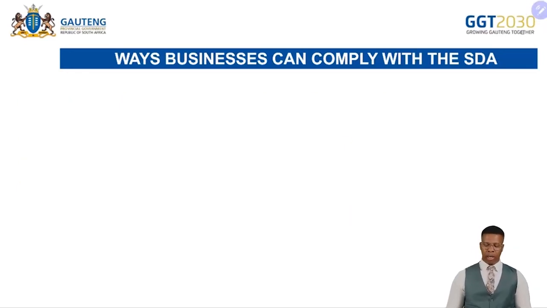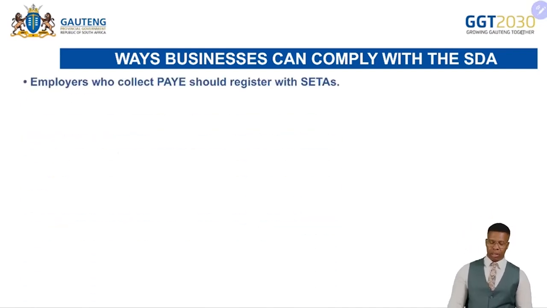Now, ways businesses can comply with the Skills Development Act. How can businesses comply with the Skills Development Act? The employer who collects pay as you earn should register with SETAs. What do we mean by SETAs? These are sector education and training authorities. So basically, they act as the Department of Education, but this Department of Education is directly involved or controls the education and training that takes place in the workplace or in the working environment.